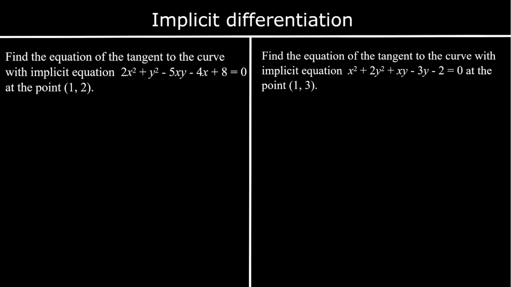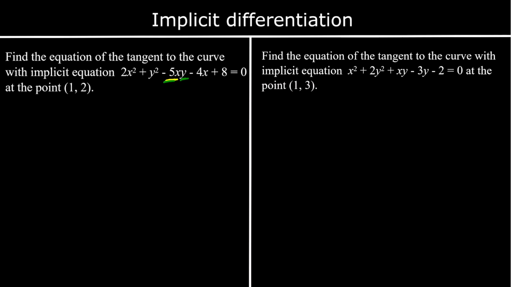And another question: find the equation of the tangent to the curve with implicit equation 2x squared plus y squared minus 5xy minus 4x plus 8 equals 0 at the point (1, 2). So we're going to need to find dy/dx, the gradient, and I will do the product rule first. So there's a product rule here, negative 5x times y.